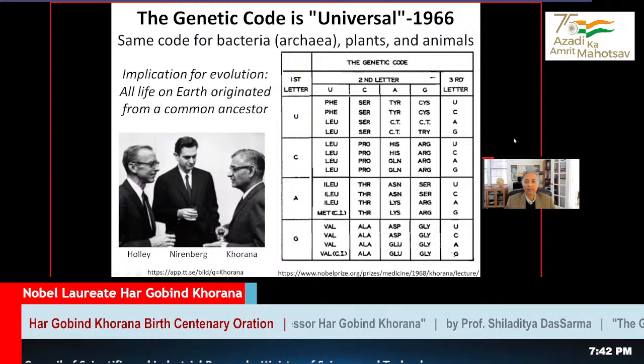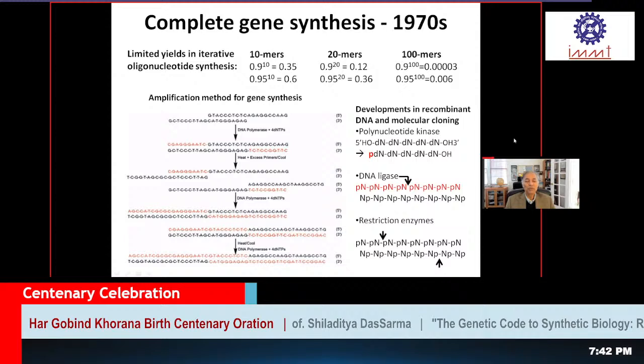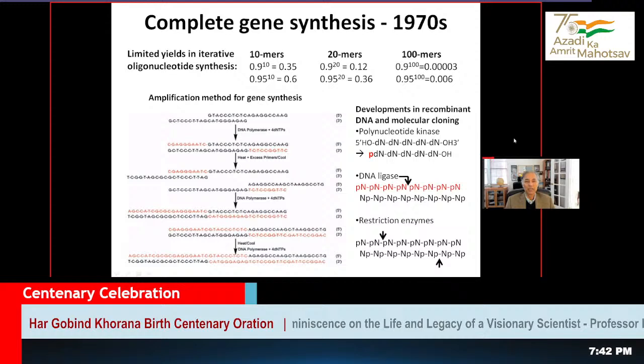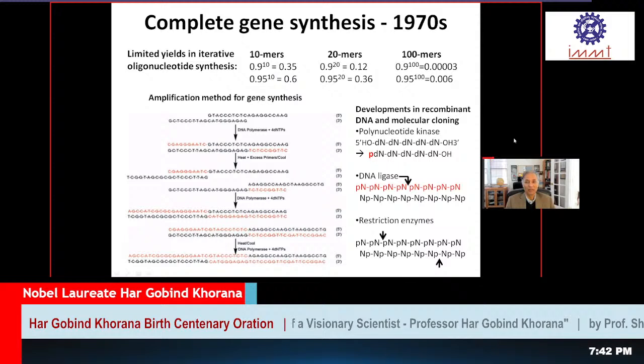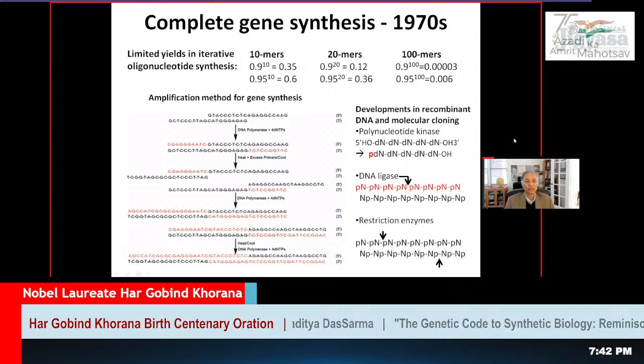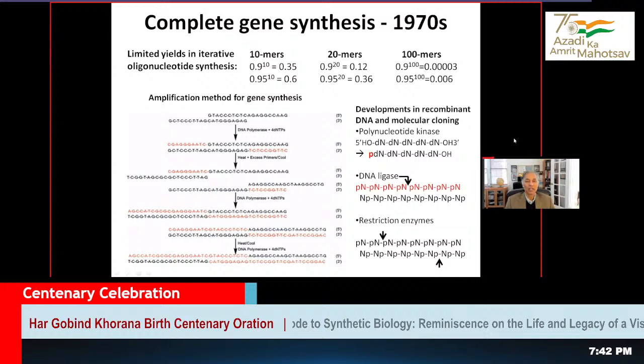So, as soon as the genetic code was complete, the Khorana lab moved on to the next project, which was complete gene synthesis. And because genes are much longer than codons, it was necessary to encode polynucleotides of defined sequences that were 100 or longer. Initially, Dr. Khorana used the amplification method to design genes. And that's shown on the left.